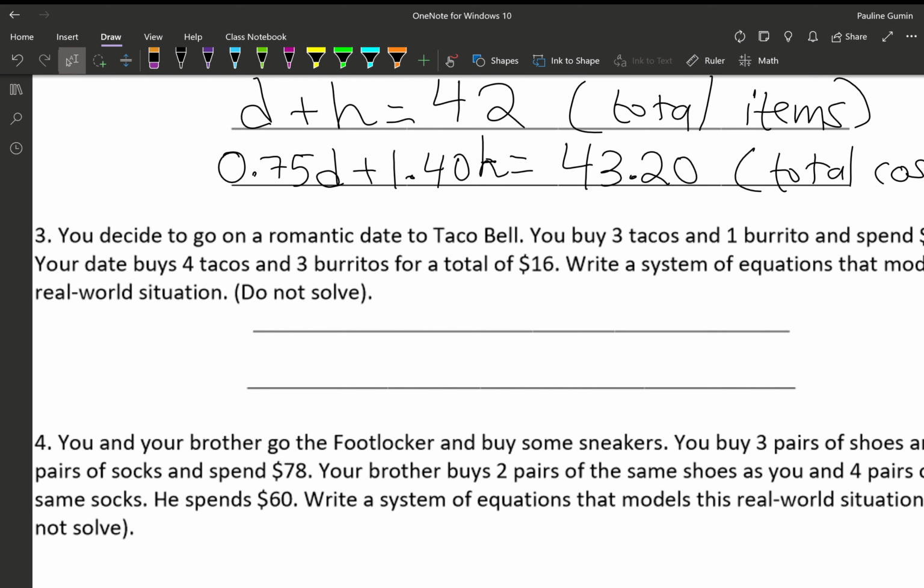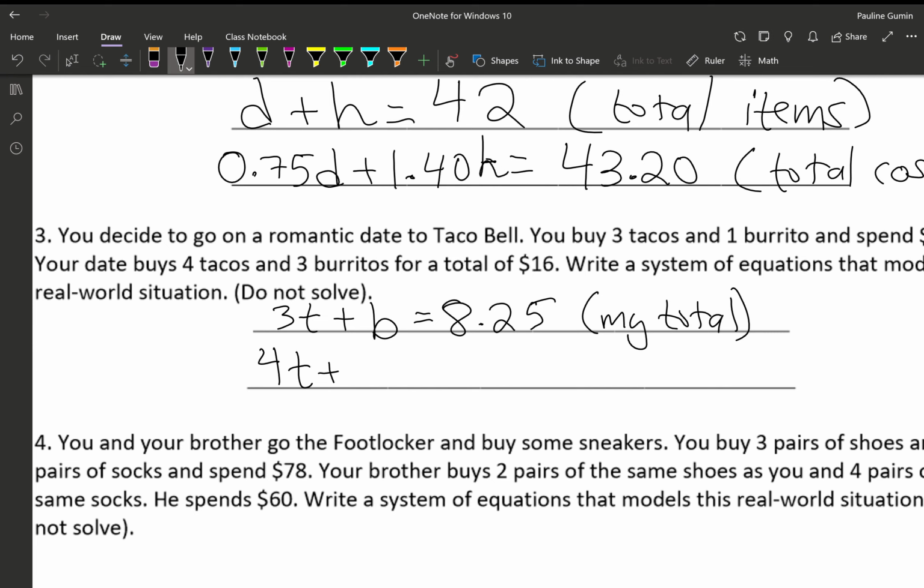So, you buy 3 tacos and a single burrito. I'm just writing B because you don't need to write a 1 in front of it. And I spent $8.25. My total. My date had 4 tacos and 3 burritos, spending $16.